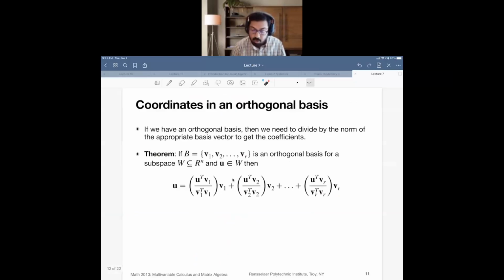If we were given an orthogonal basis instead of an orthonormal basis, let us state that. If we have an orthogonal basis, then all we need to do is divide by the norm of the appropriate basis vector to get the coefficients. So in this case, B is a set of r vectors. It is an orthogonal basis instead of an orthonormal basis. It belongs to the subspace W in R^n. U belongs to W, the same subspace. Then you can find the coordinates with respect to this orthogonal basis by projecting U on V1, by projecting U on V2, and so on up to projecting U on Vr. However, I'm also going to need to divide, because I need each of those vectors to be considered as orthonormal.